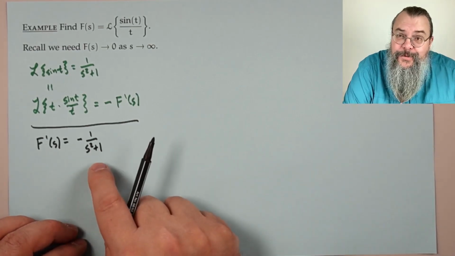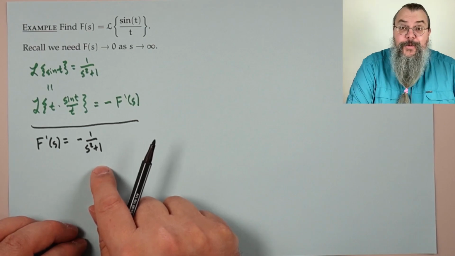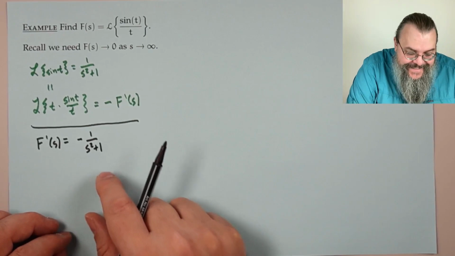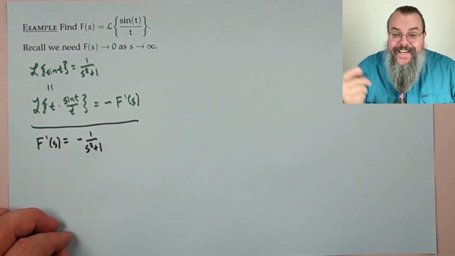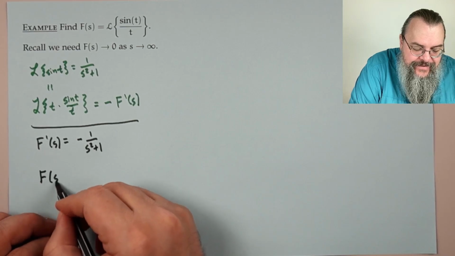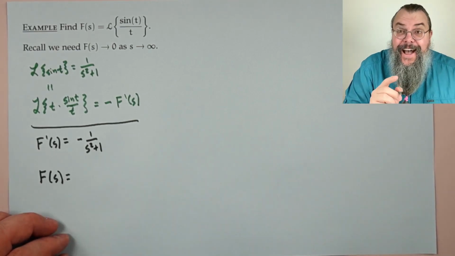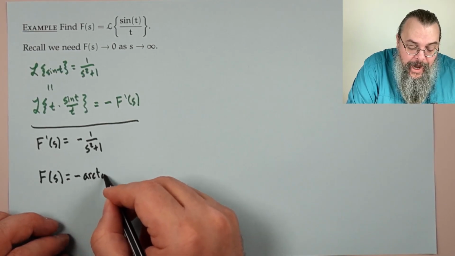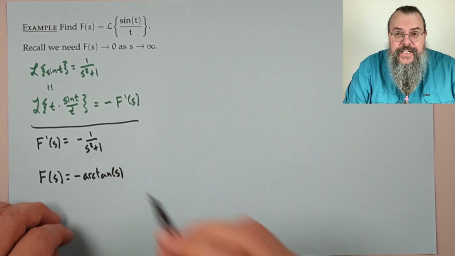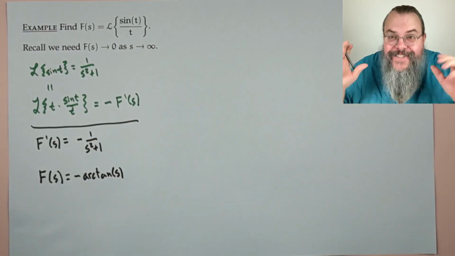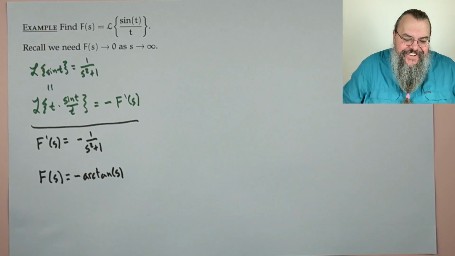This feels really familiar, like we've seen it before. We have. Okay, so let's integrate both sides. And when we integrate, we get f of s is minus arctangent. What? Arctangent's in the house. Wow! Okay, so this is cool.